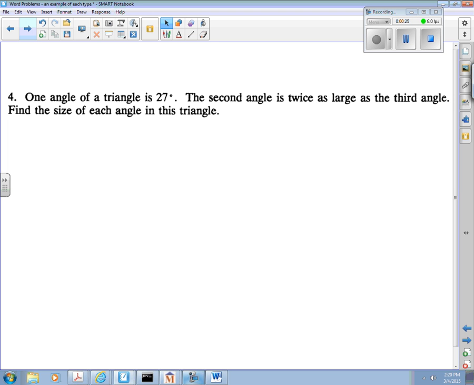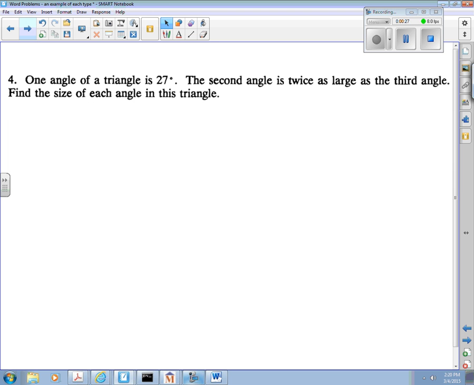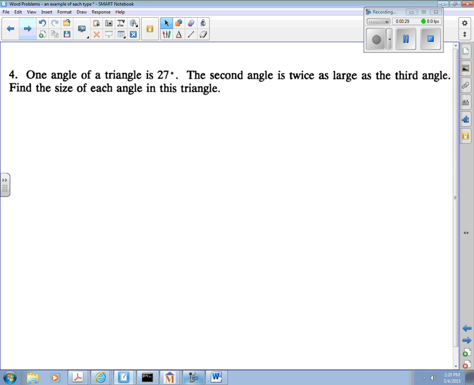One angle of a triangle is 27 degrees. The second angle is twice as large as the third angle. Find the size of each angle in this triangle. Well, the piece of information that you need in order to solve this is that in any triangle, no matter what shape you draw it, if you add all three angles together, you will get 180 degrees. If you don't know that fact, you're not going to be able to solve this problem.